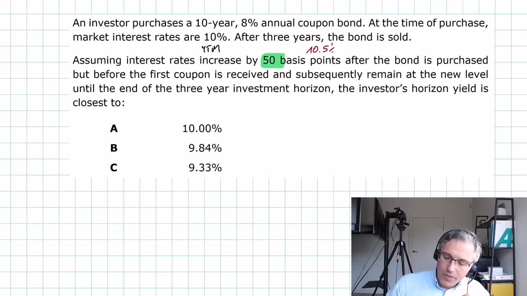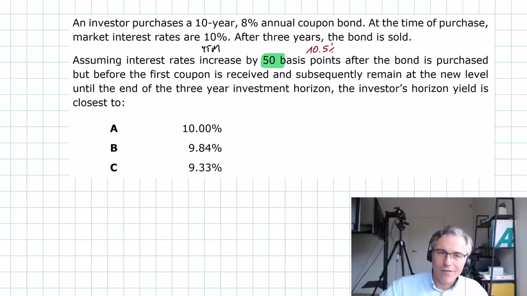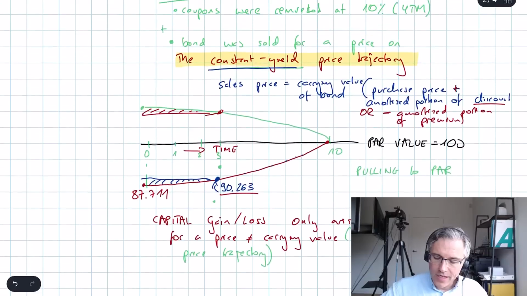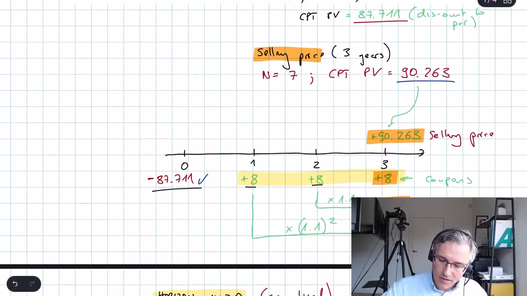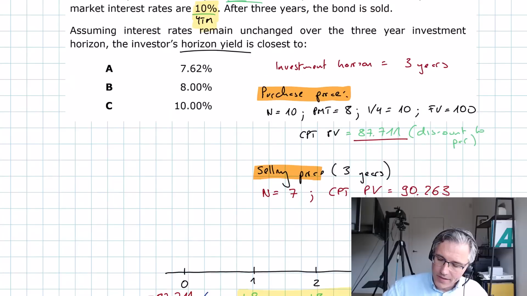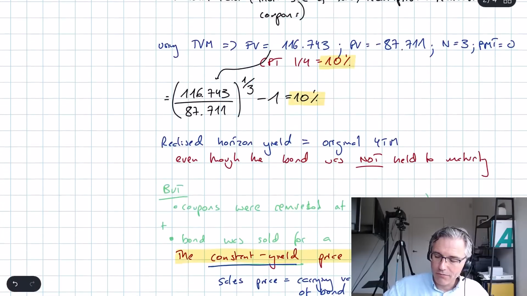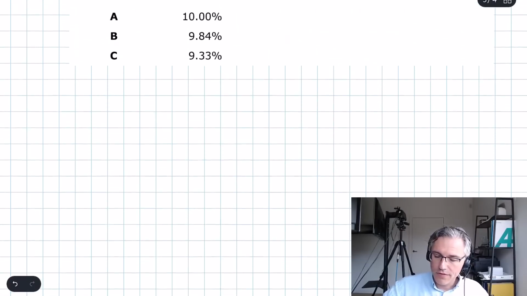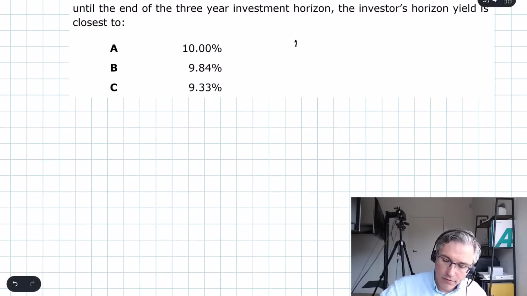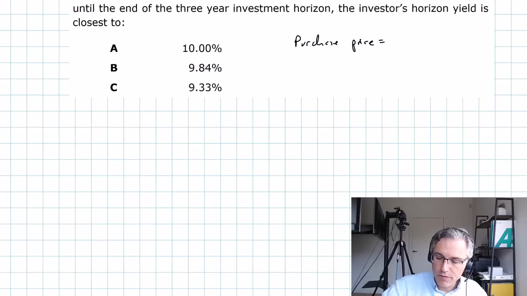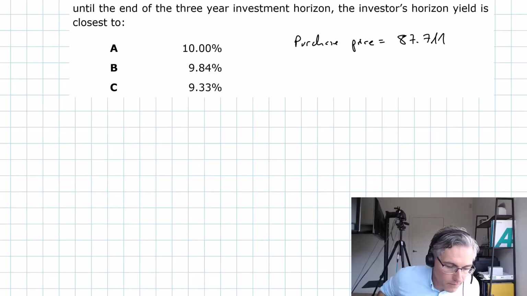So, because originally the yield was 10%, we know what the purchase price is or was originally. It must have been the same 87.711 that we already previously computed. So let me write that down. Purchase price, and this is something we know from the previous problem, must have been 87.711, like this.